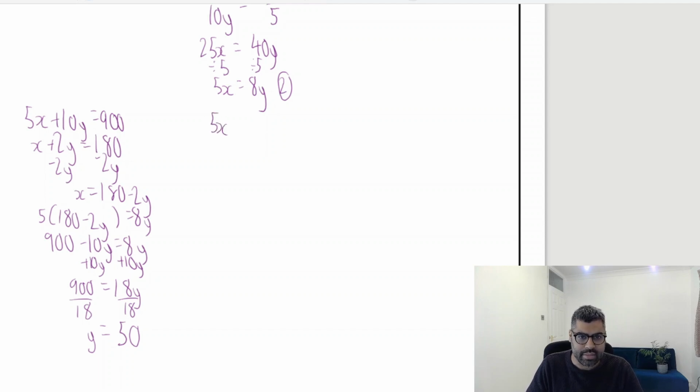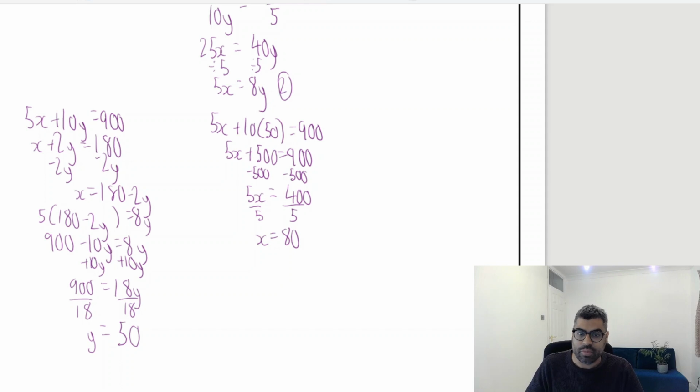So we can do 5x plus 10 times 50 equals 900. Expanding out, 5x plus 50 equals 900. Sorry, that should be 5x plus 500, minus 500 from both sides. We have 5x equals 400. Dividing both sides by 5, we get x equals 80. So x is the number of small boxes, which is 80, and the number of large boxes we have is 50.